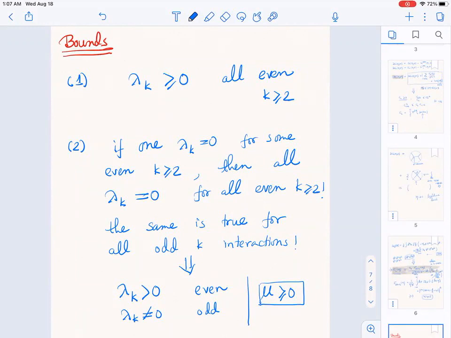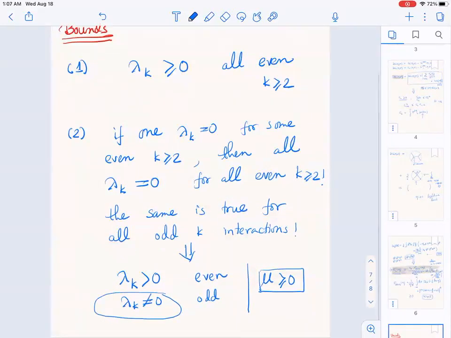I'm not sure how to derive this particular statement, that if one even interaction vanishes, all the odd interactions must vanish. I don't have an argument for that in flat space, but for the rest of the constraints, I have some other arguments as well. Those arguments have actually been known for quite some time. It's just that nobody wrote them down in this particular fashion.